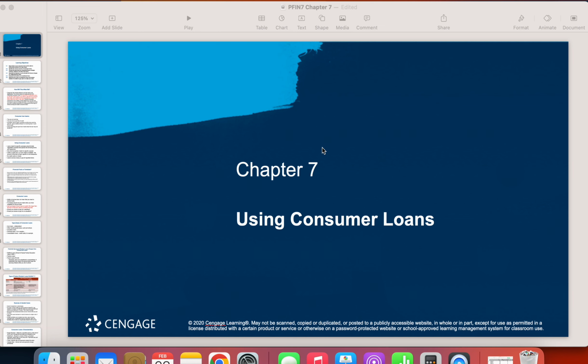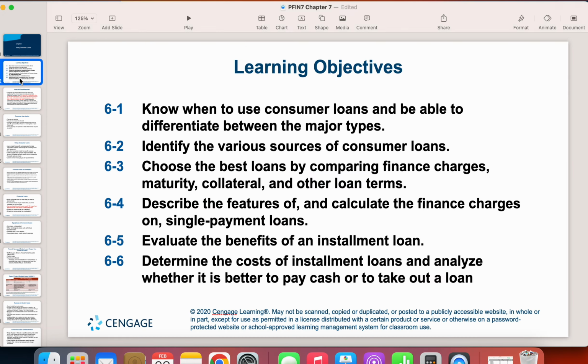Just take a few minutes to talk about consumer loans in Chapter 7 with you. This chapter describes different consumer loans. You'll be able to differentiate between different consumer loan types, identify the sources of consumer loans, choose the best loans by comparing finance charges, maturity, collateral, and other terms, and describe the features of and calculate finance charges for single payment loans in this chapter.